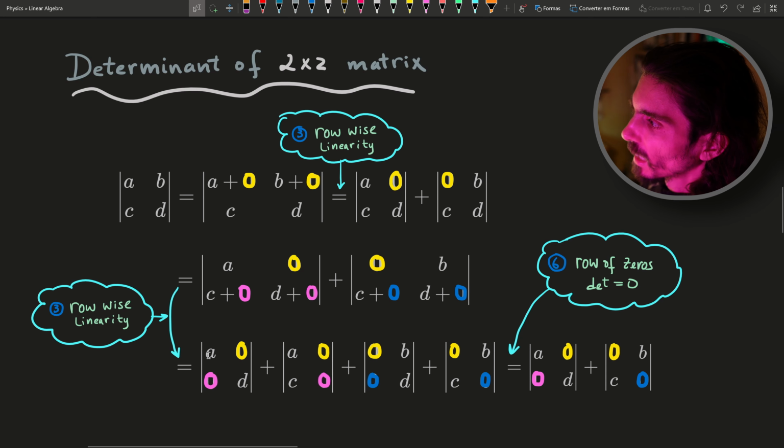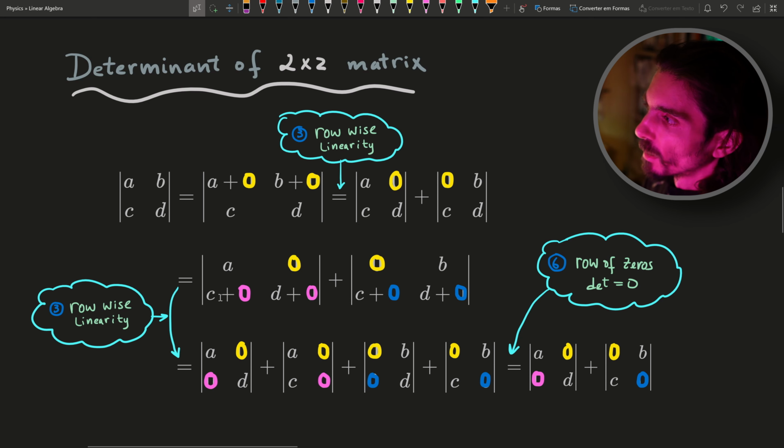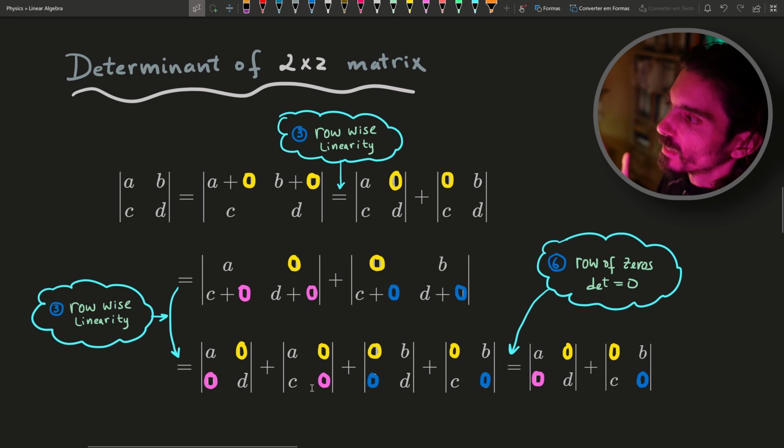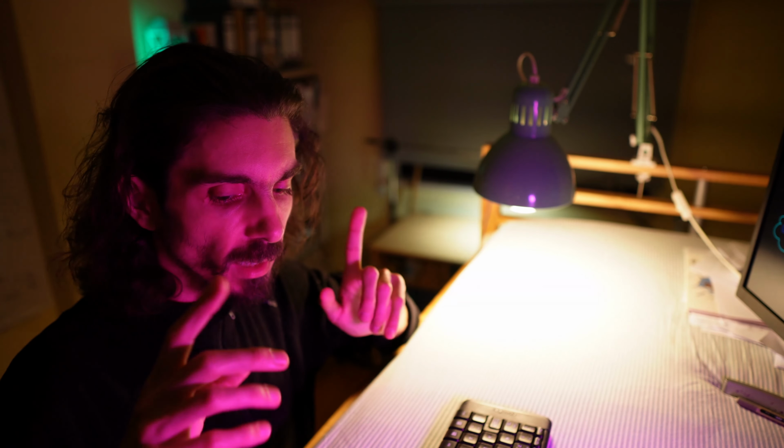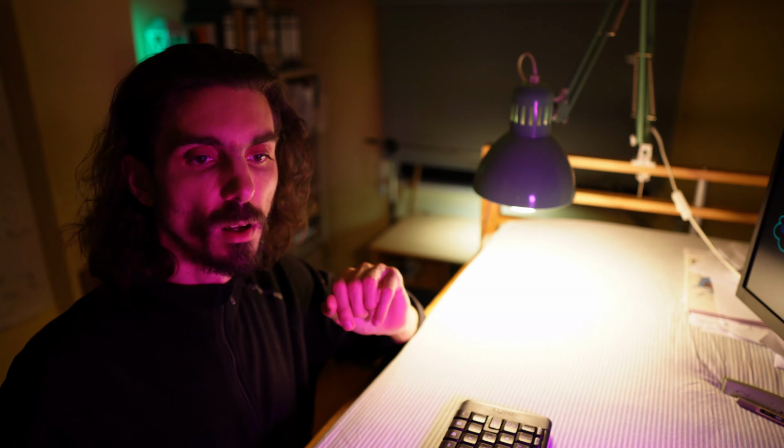So the 0 stays the same here and here, the A stays the same, A and A. But downstairs, I have 0 and D, and the other is C and 0 here. I use the linearity on the rows, and for the second, I also use it like this. You see the idea? Same thing. Finally, I see a column of zeros, but that means that this determinant is 0.